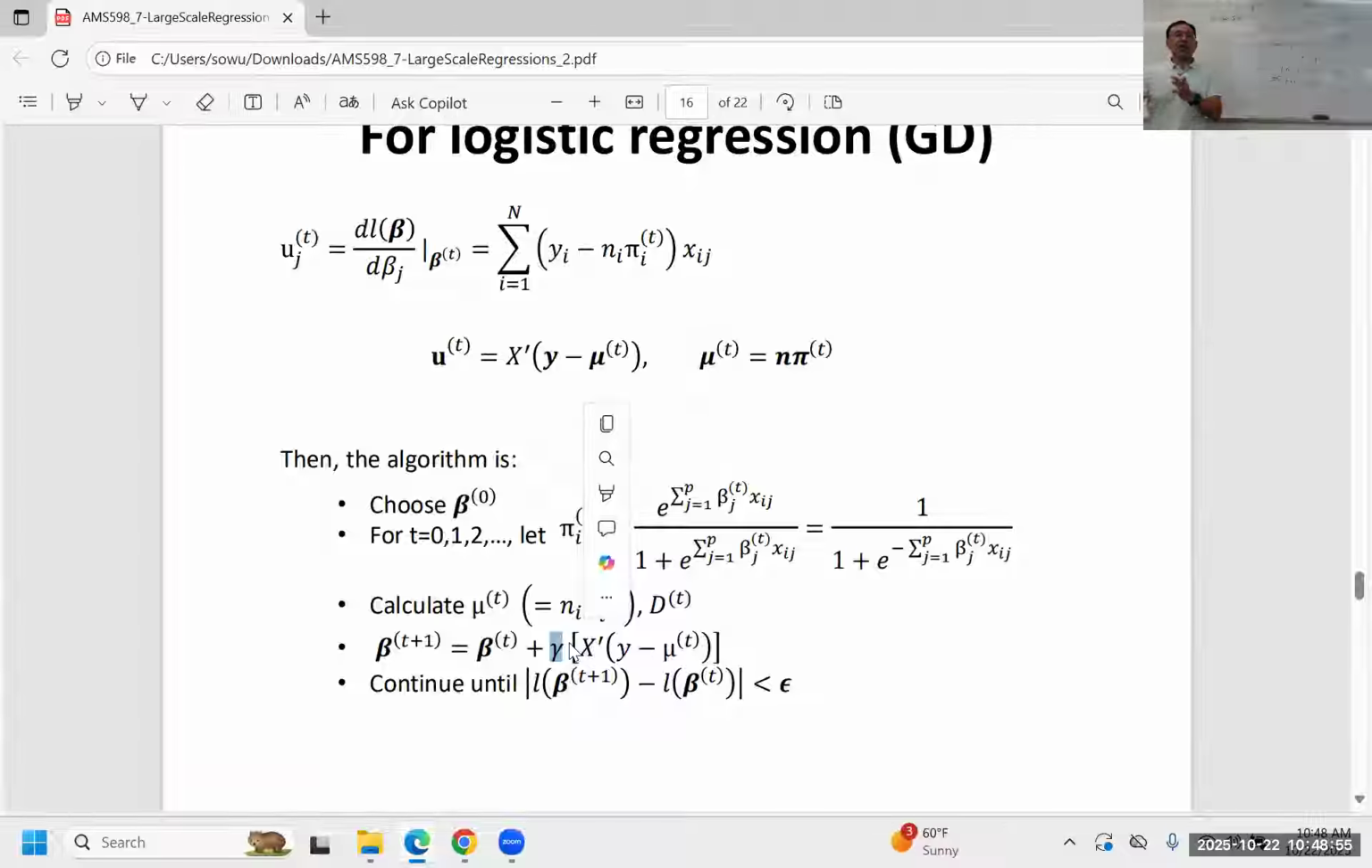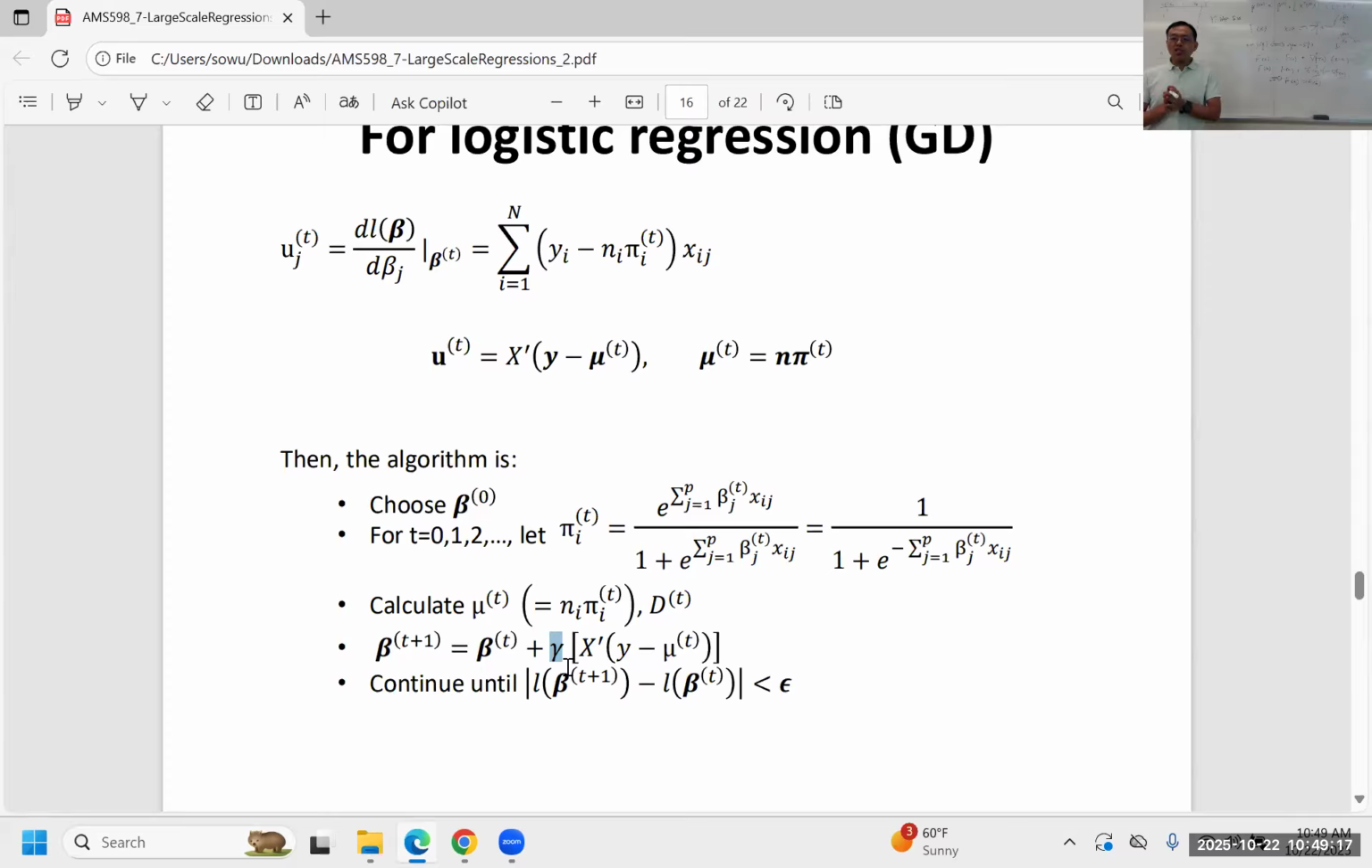Apparently, if gamma is large, you're going to take a large step. Then every time you update beta to the new value, you're going to have a big change. If gamma is small, then you're going to have a small change.